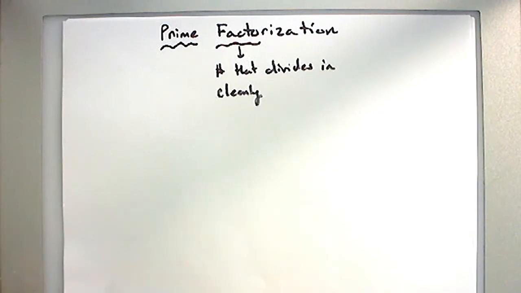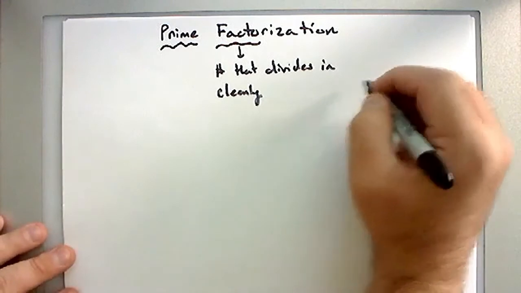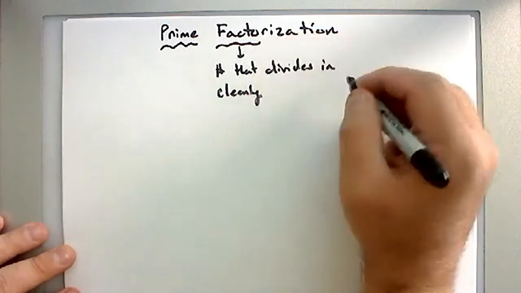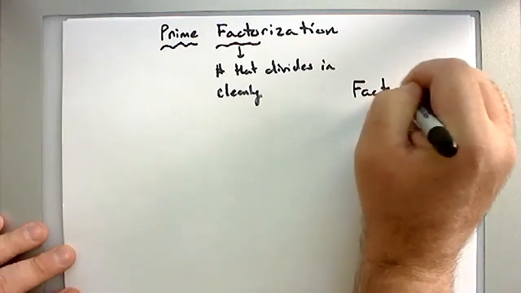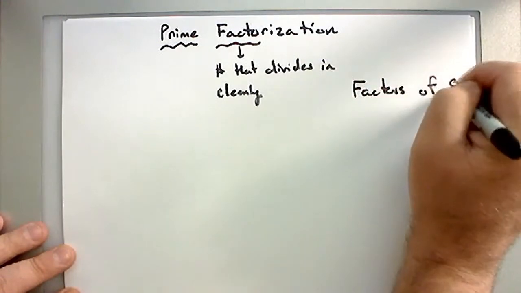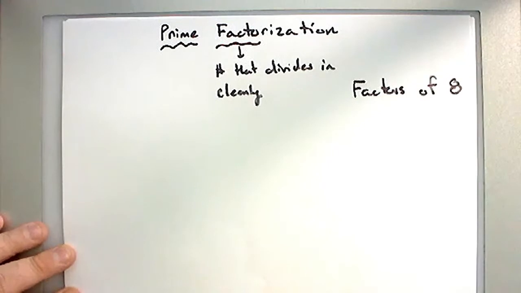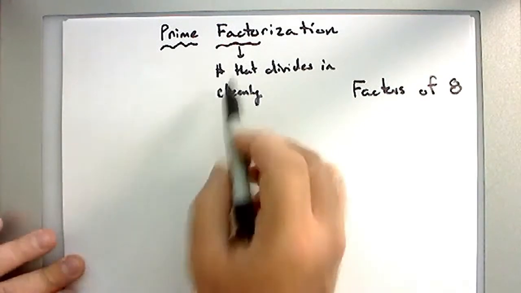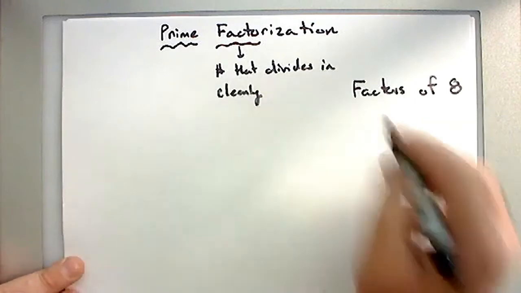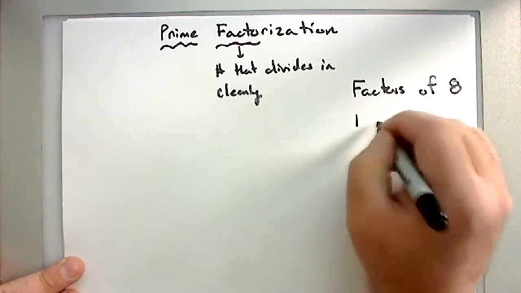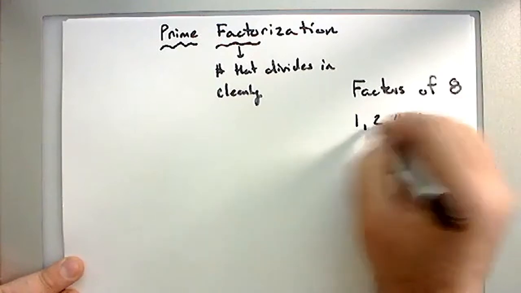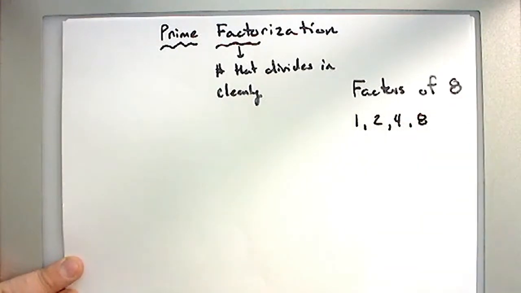Let me give you a quick example. This is not what we're going to be doing in the homework, but just to make sure you understand the idea of factorization. Let's say I asked you to list out the factors of 8, right? We have the number 8, and I want you to list out the factors of the number 8. Well, think about the factors. Factor means a number that divides into it cleanly. So 1 goes into 8, 1 and 8 go into 8, 2 and 4 go into 8. All 4 of these numbers are factors of 8.